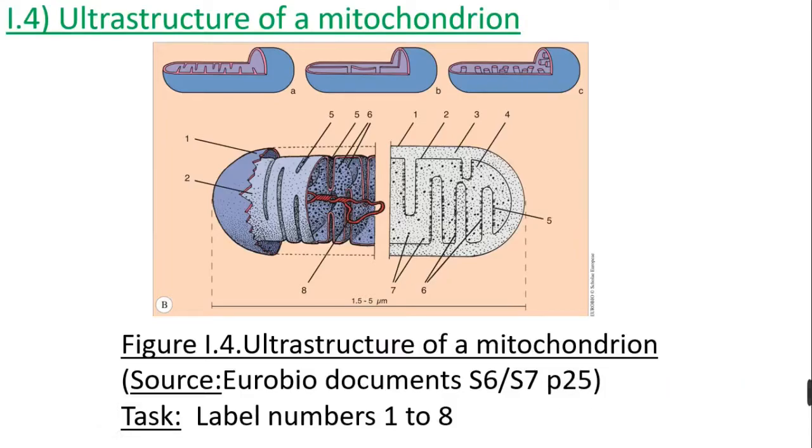1.4, ultrastructure of a mitochondrion. We've already done this, so we're not going to redo it. I will let you have a look at one of the previous videos to find the labels for the mitochondrion.